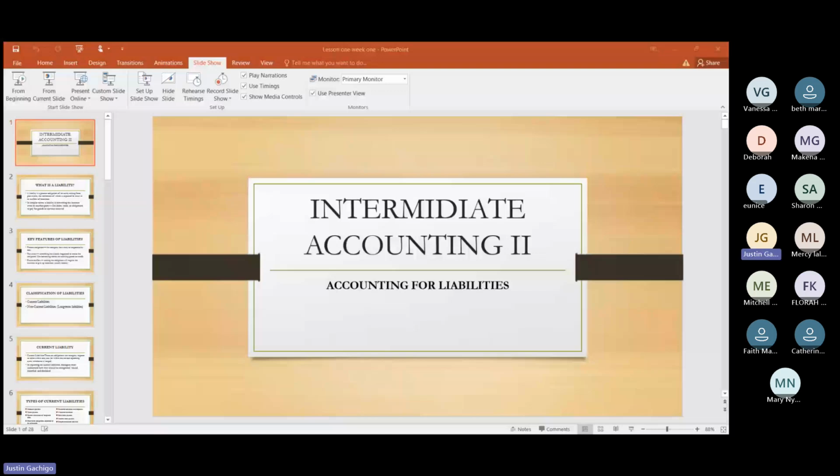Can someone unmute and tell me whether you have all done Intermediate Accounting 1? Yes. Okay, good enough. So now, Intermediate Accounting 2 will entail accounting for liabilities. I'm very sure in Accounting 1, you did accounting for assets. Now, in terms of accounting for liabilities, we are going to look at current liabilities, and we're also going to look at long-term liabilities.